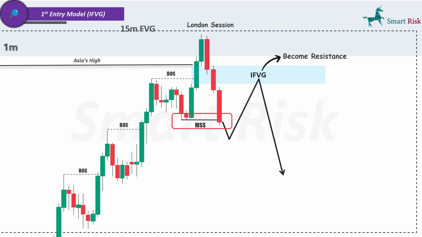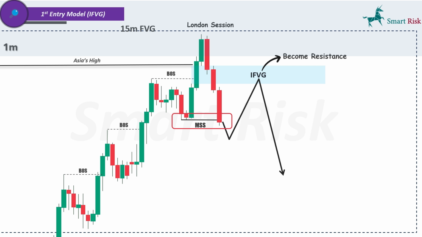With these confirmations in place, we can expect price to retrace back into the IFVG, now acting as resistance, before continuing lower toward the next sell-side liquidity pool. For placing an entry using this model, you have two options. But before we get into them, keep in mind that you can always add extra confluences, such as a V-shaped recovery or a change in the state of delivery.